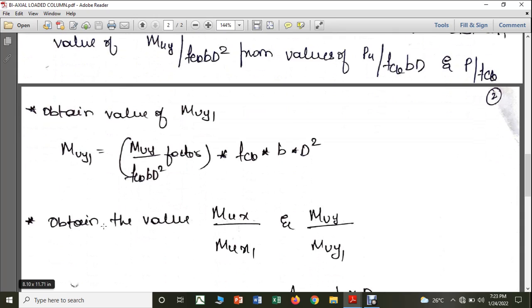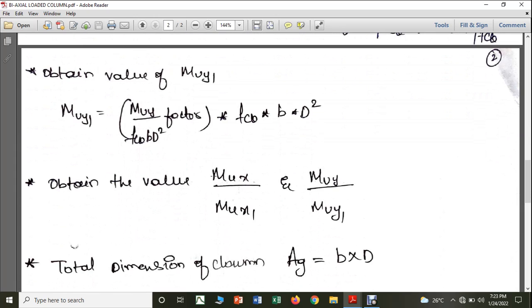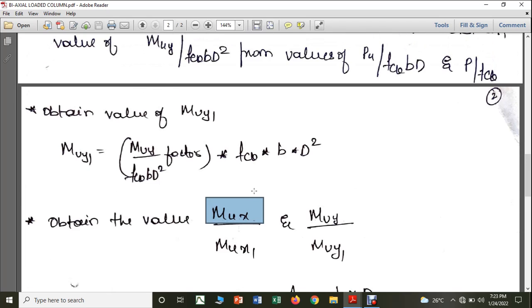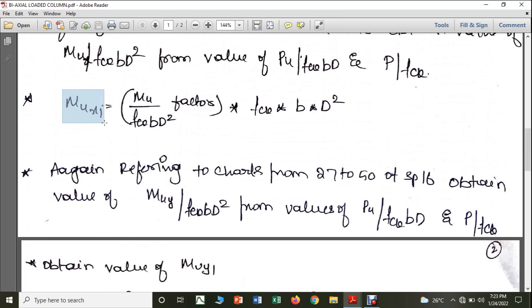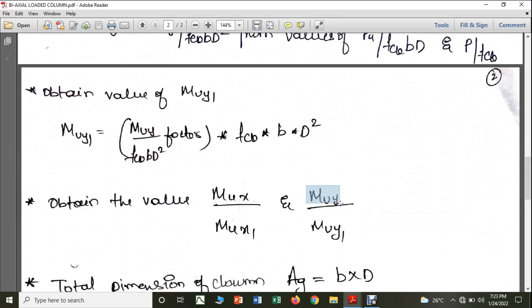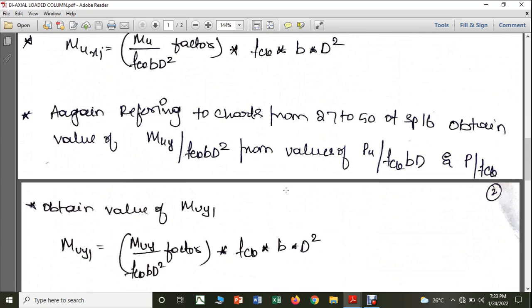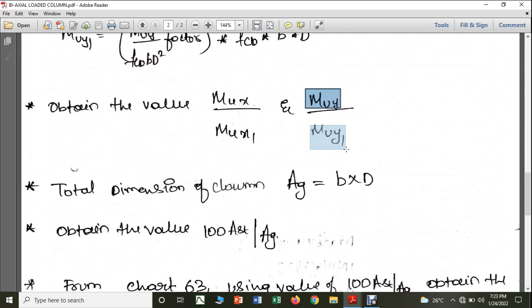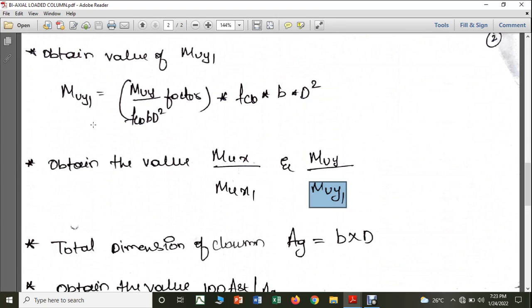Once I have the values of MUX1 and MUY1, I will find out the value MUX by MUX1. MUX is the value which we have got from the software, and MUX1 is the value which we got here. Similarly, MUY is the value which we have got from the software, and MUY1 is the value which we have calculated here. So we have found MUX by MUX1 and MUY by MUY1, and we have kept them aside.